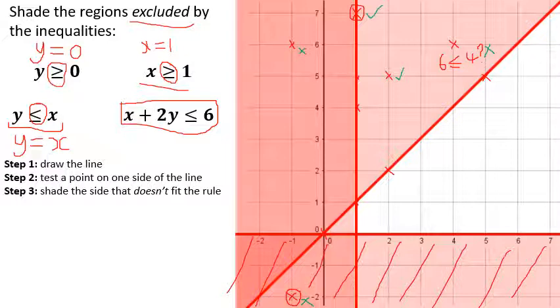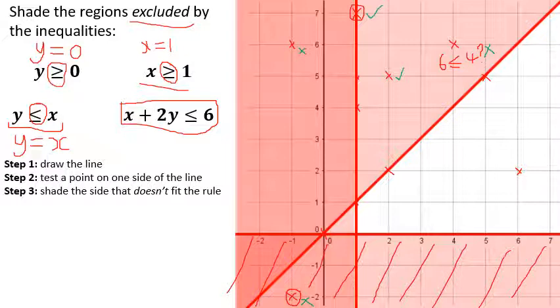If the y coordinate has to be less than or equal to the x coordinate, we're allowed points like, say, the point 6, 2, because the y coordinate of 2 is less than or equal to the x coordinate of 6. But we can't have a point that's as high as the point 6, 7, for instance, because then the y coordinate will be too big.